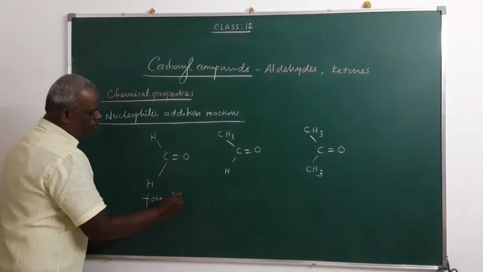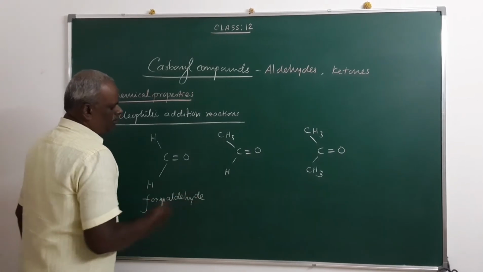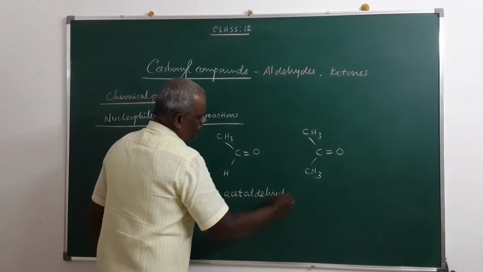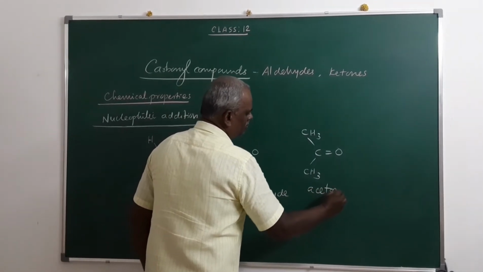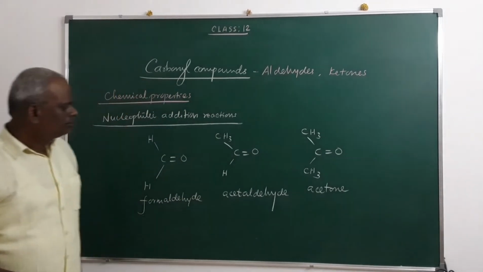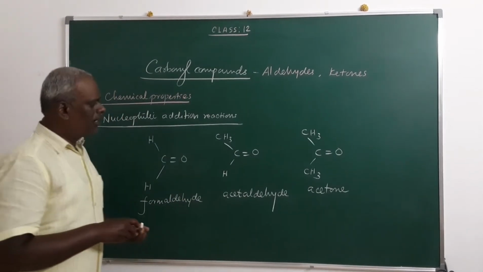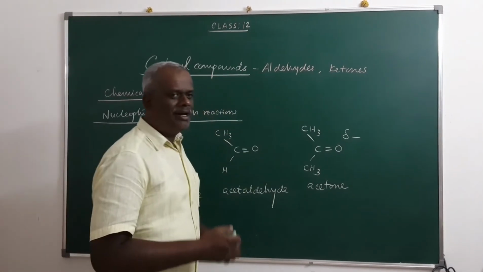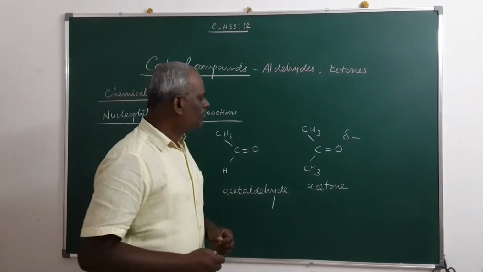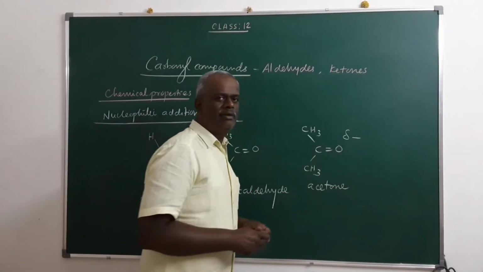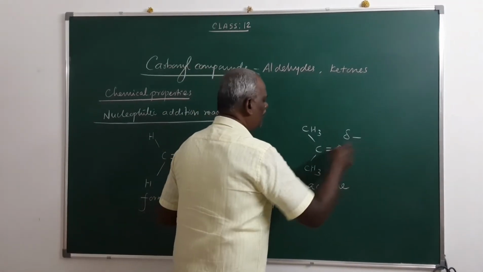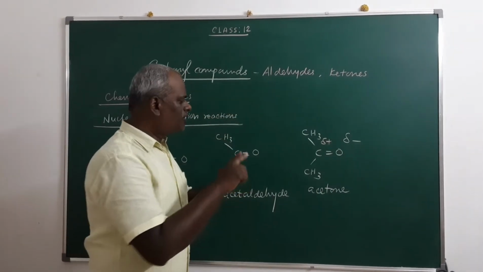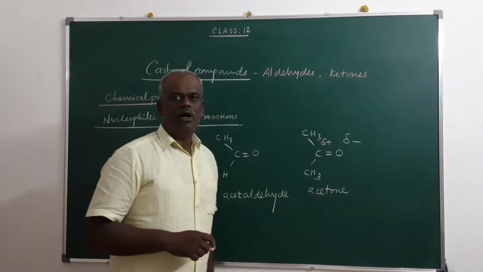The number 1 is formaldehyde. Number 2 is acetaldehyde. And the third one is acetone. So 3 compounds were written. If you take acetone, first of all, oxygen is electronegative, so it carries a slight minus. It attracts the pair of electrons towards itself, hence it is carrying slight minus, and carbon is carrying slight plus. So this makes the polarity between the carbon and oxygen.